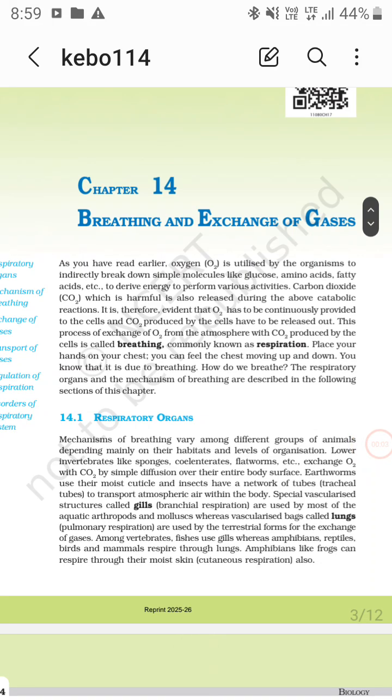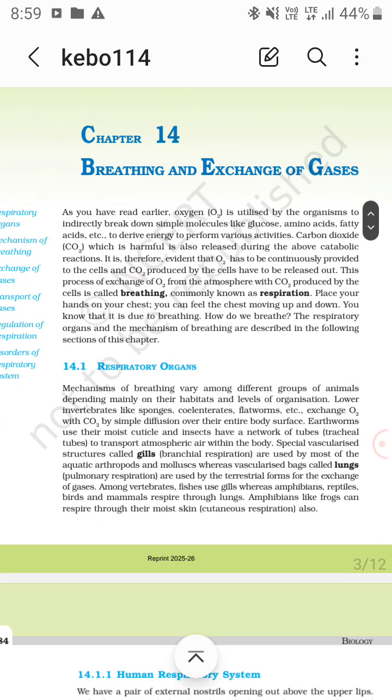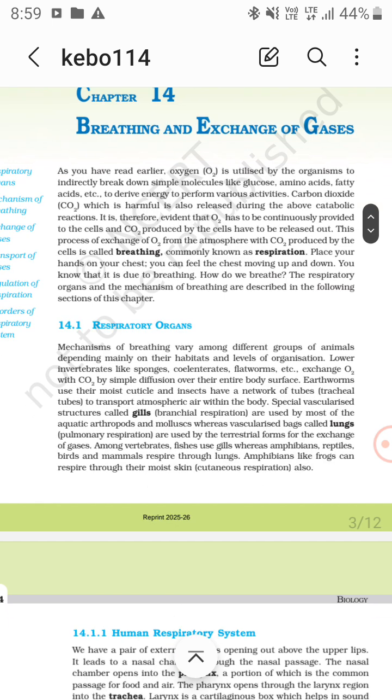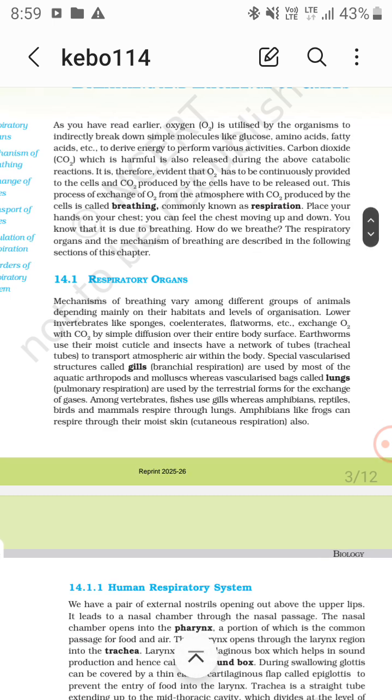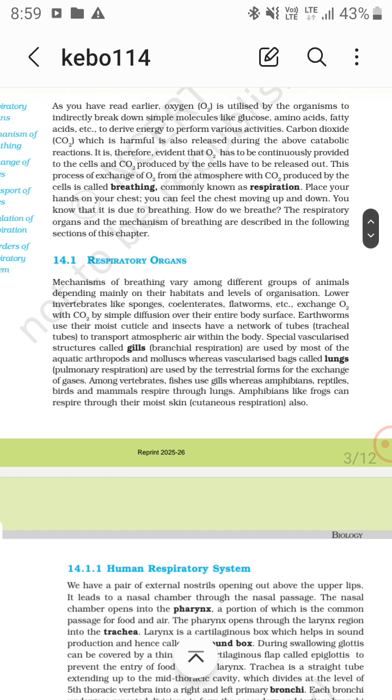Gases, right? So breathing and exchange of gases. As you know, earthworms use their moist cuticle. Insects have a network of tubes, that is tracheal tubes, and then gills, that is branchial respiration, used by most of the aquatic arthropods and mollusks, and vascular bags, lungs, that is pulmonary respiration, used by their terrestrial forms.